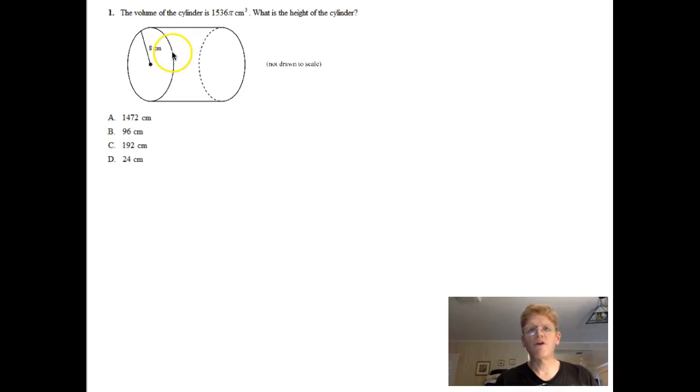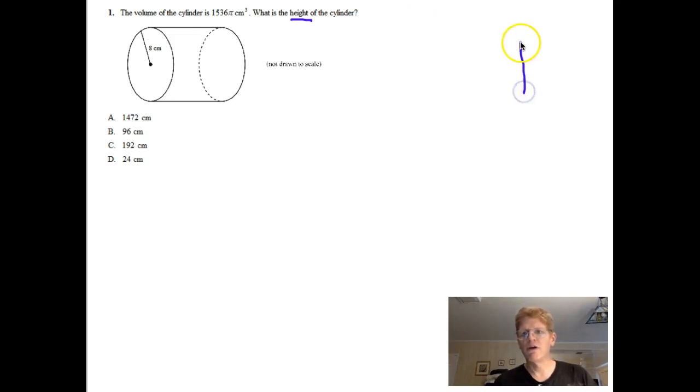Okay, so we're dealing with volume and height of cylinders and cones. The volume of the cylinder is 1,536 times pi centimeters cubed. What is the height of the cylinder? The first thing we have to remember is how to find the volume of a cylinder, and then once we have that equation, we can use it to work our way back to the height.